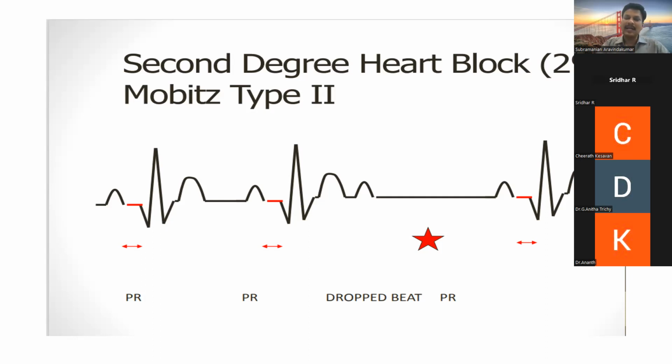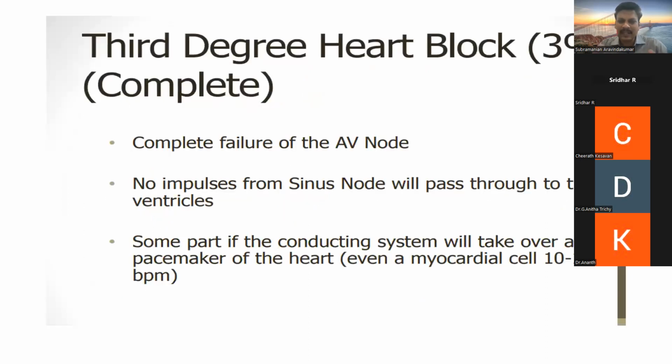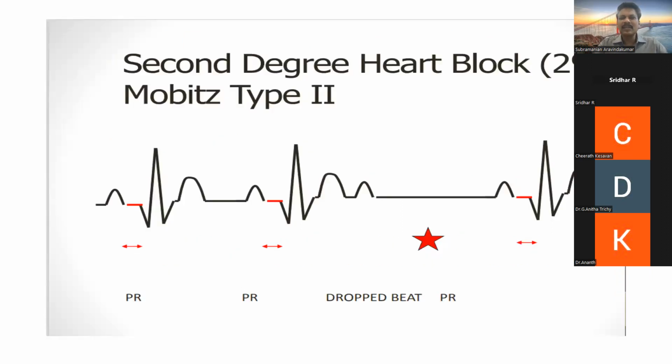So this is an urgency as far as rhythm is concerned. Now how do you manage this? Because it is an urgency, whenever the infranodal conduction is completely lost, the ventricle starts taking its own course.